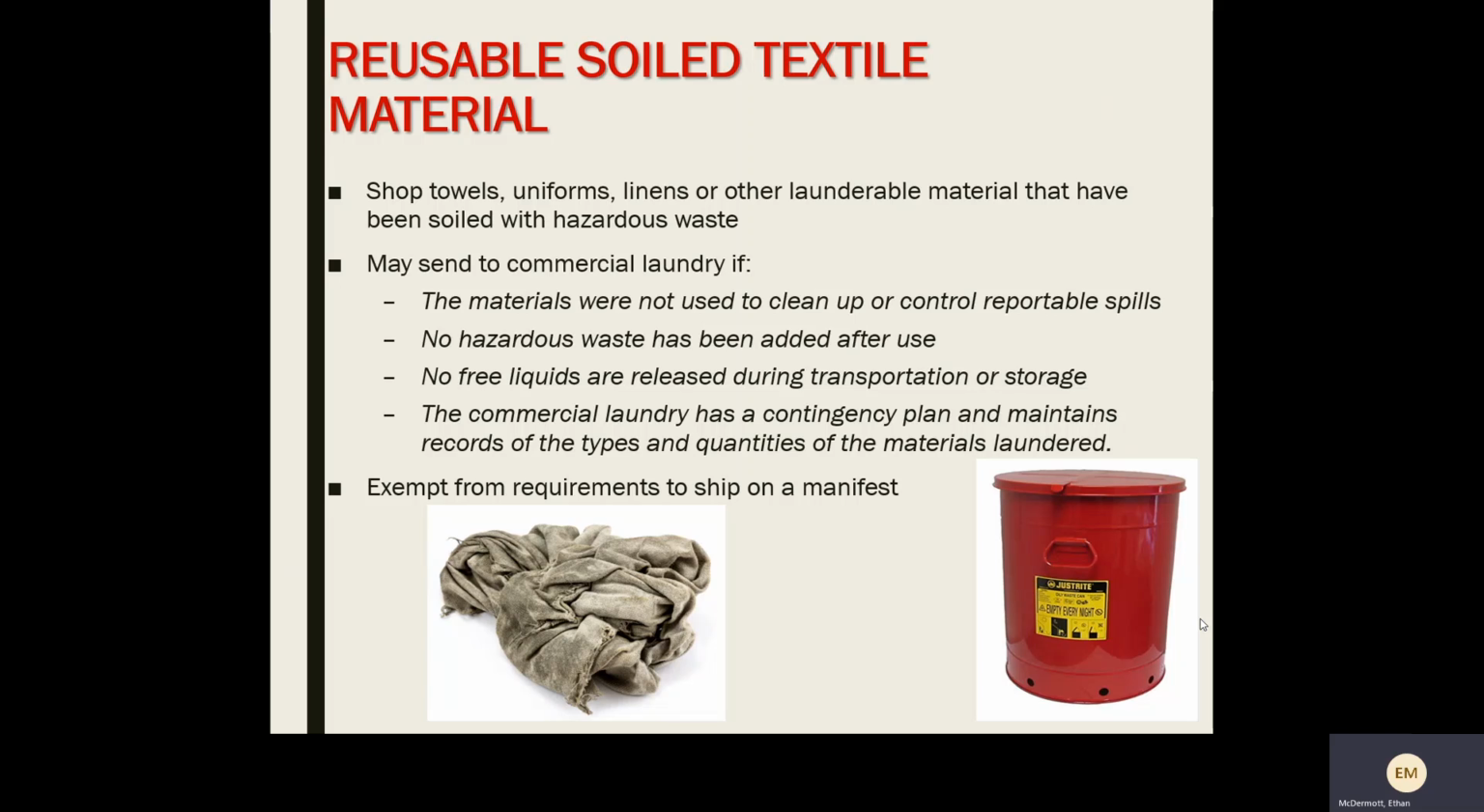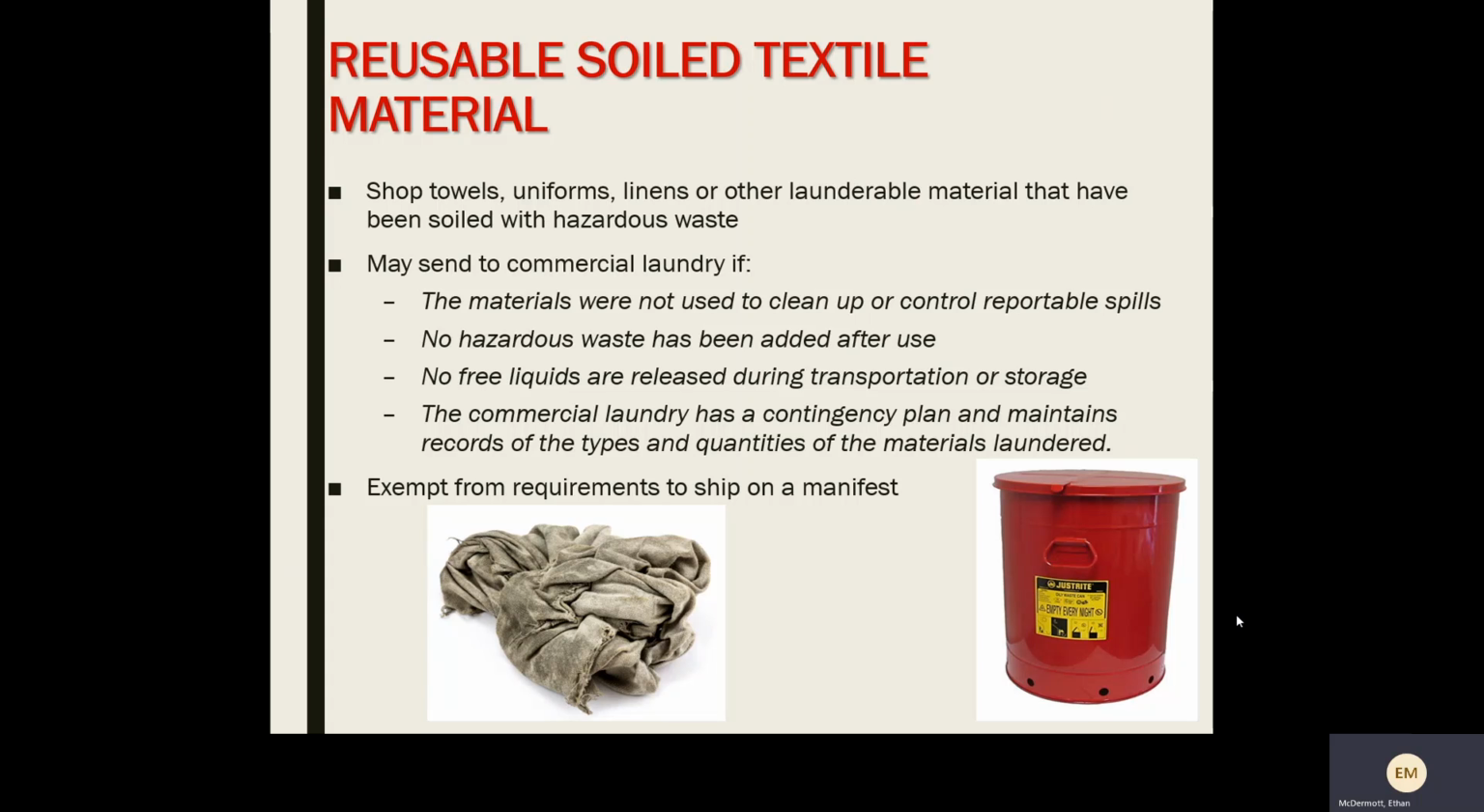The next common type of waste with exceptions to the rules are reusable soiled textile materials. Basically, these are shop towels, uniforms, linens, or other launderable material that have been contaminated with hazardous wastes. Instead of sending these materials to a disposal facility like your other hazardous wastes, you may instead send these to a commercial laundry if you meet certain criteria. So 1, the rags or textile materials must not have been used to control spills. Now, wiping up small drips and dribbles is usually fine.